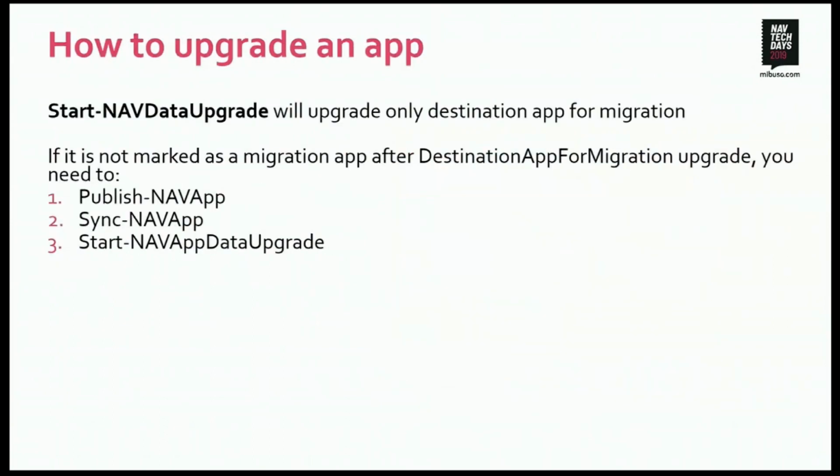How should you upgrade the app? So, Start-NAVDataUpgrade only upgrades the apps that are marked for the migration. If it is not a migration app, you should first do the migration upgrade, and then you can publish all of the other apps, sync them, and call a slightly differently named cmdlet, which is called Start-NAVAppDataUpgrade, which is going to upgrade that specific app.